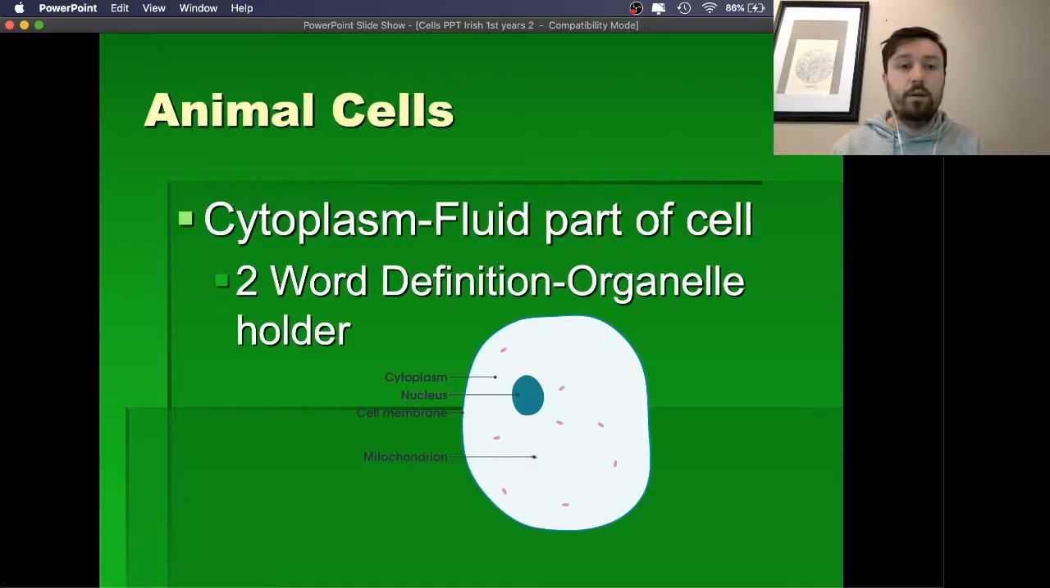And the first thing that we're going to talk about is in an animal cell, we're talking about cytoplasm. And we're going to talk about the difference between an animal cell and a plant cell later on. But first, cytoplasm, which is the fluid part of a cell. And I used a simpler diagram rather than what I showed you on the previous slide, because if you look at cytoplasm, it's pointing to this empty space right here, right? The cytoplasm is kind of what holds the organelles in place, and that's why for each one of these organelles, I'm going to give you guys a two-word definition, right? And this one's specifically called the organelle holder.